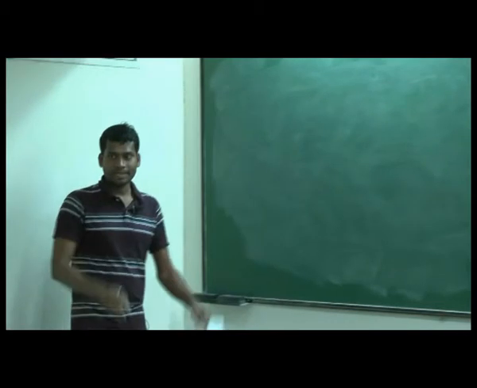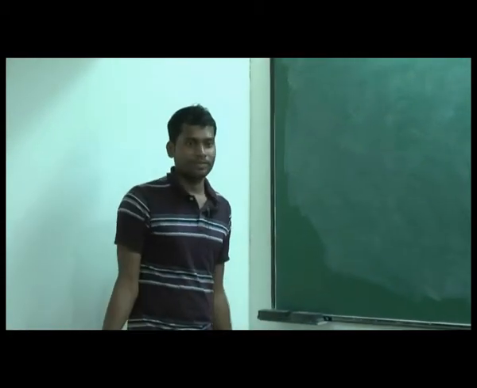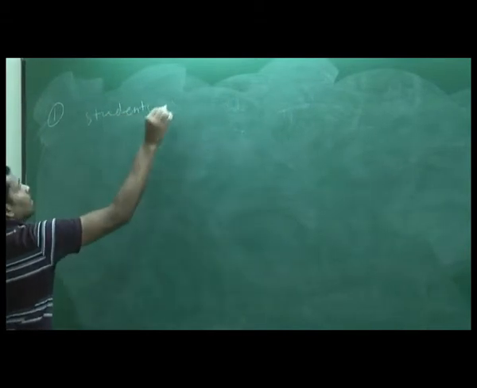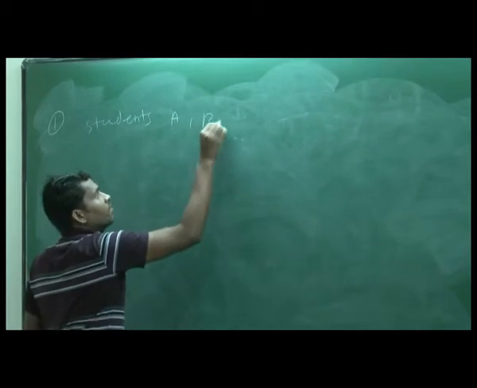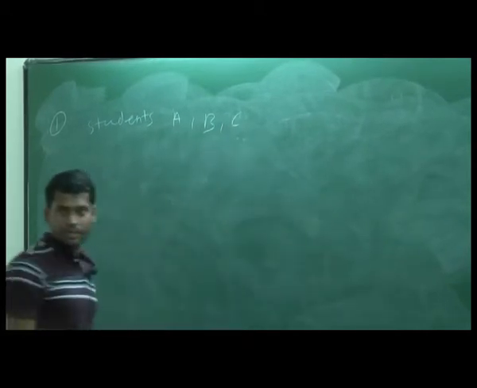Now, if we do arrangements, suppose there are n objects, we have to arrange them differently. So how many ways can we do it? One example I am giving: suppose there are 3 students in a school, students called A, B, C.